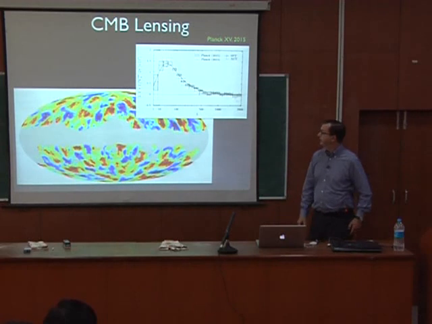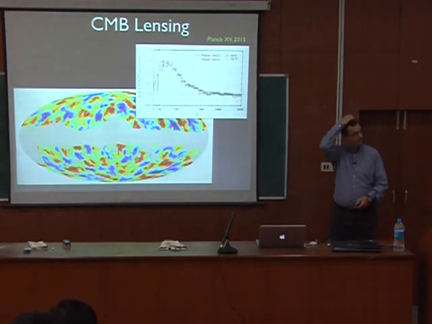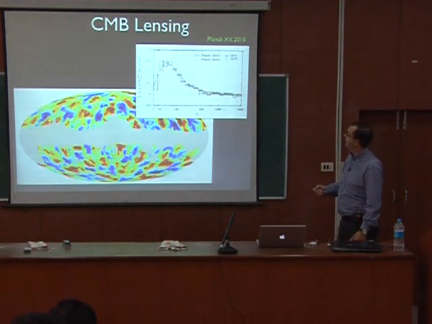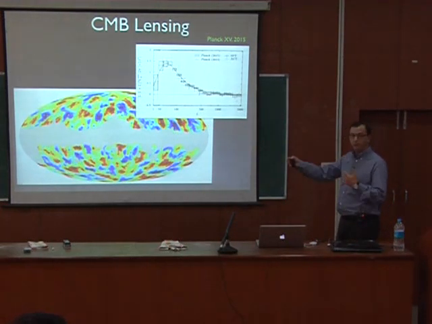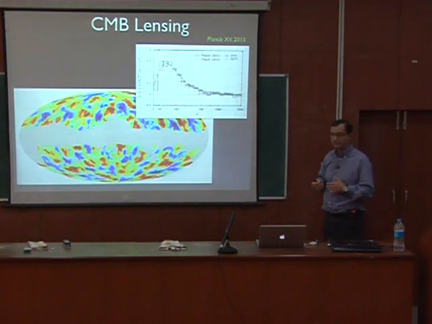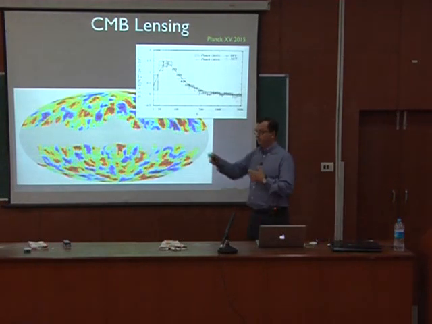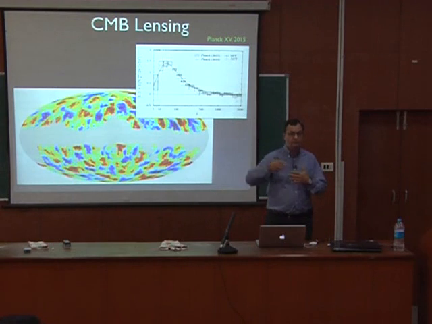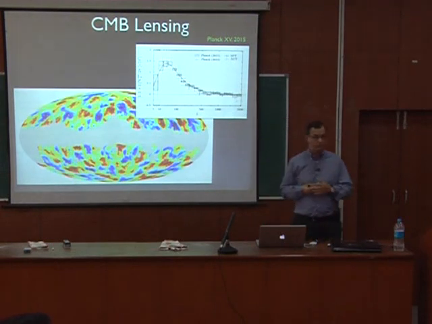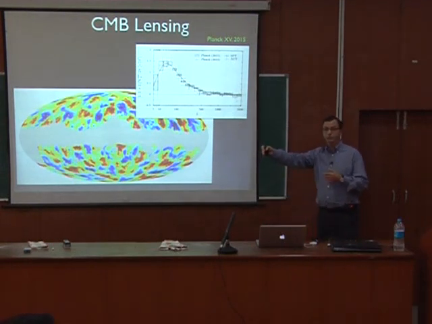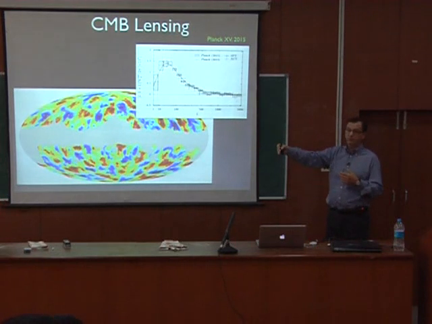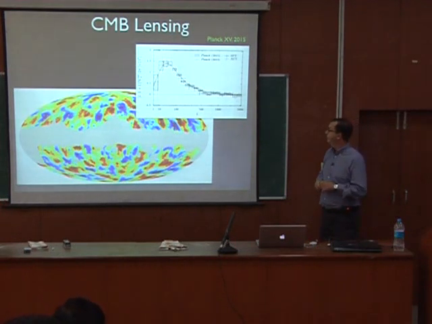Now, interestingly, as I alluded to before, one can also do lensing with the cosmic microwave background itself. So the cosmic microwave background also gets lensed. Everything gets lensed, okay? It's at a much higher redshift, so it gets lensed by more structures as the photons travel from the CMB last surface of last scattering to here.